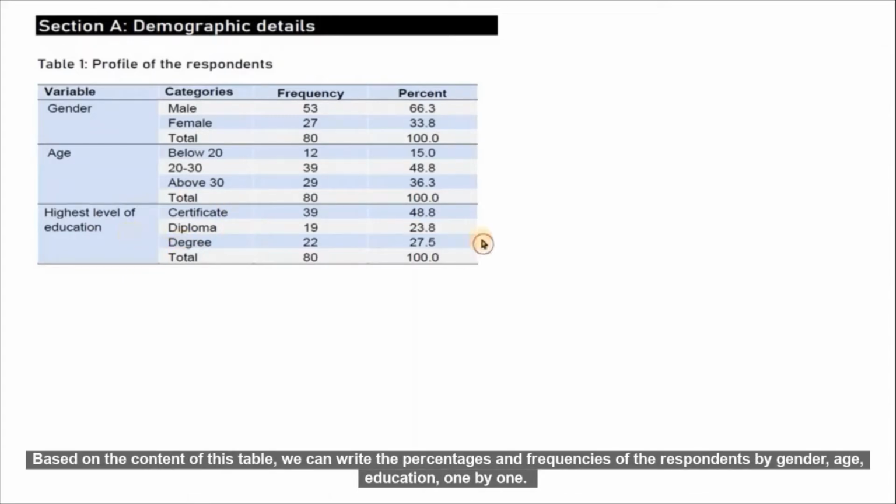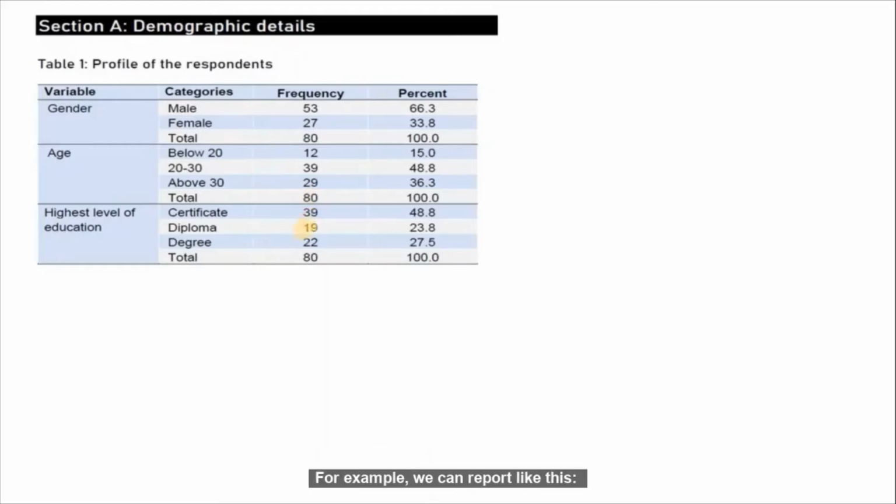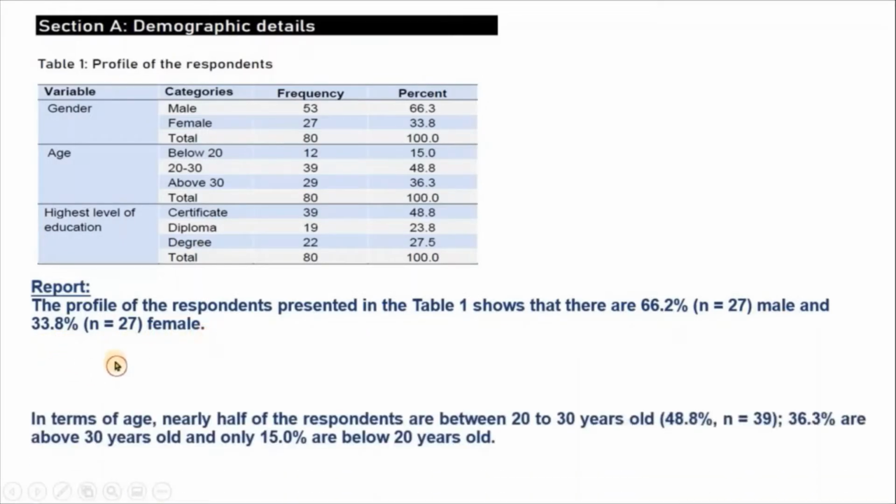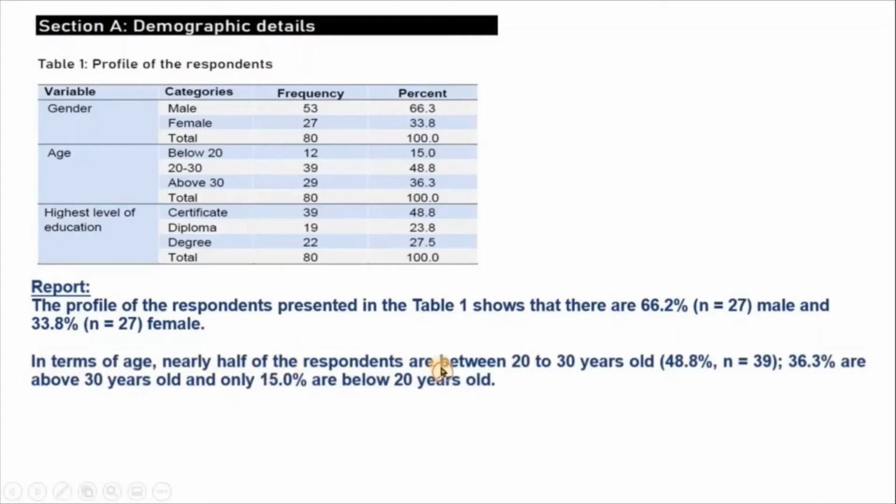Based on the content of this table, we can write the percentage and frequency of the respondent by gender, age, education, one by one. So for example, we can report like this. The profile of the respondent presented in the table 1 show that they are 66.2% male and 33.8% female. In terms of age, nearly half of the respondents are between 20 to 30 years old. 36.3% are above 30 years old, and only 15% are below 20 years old.